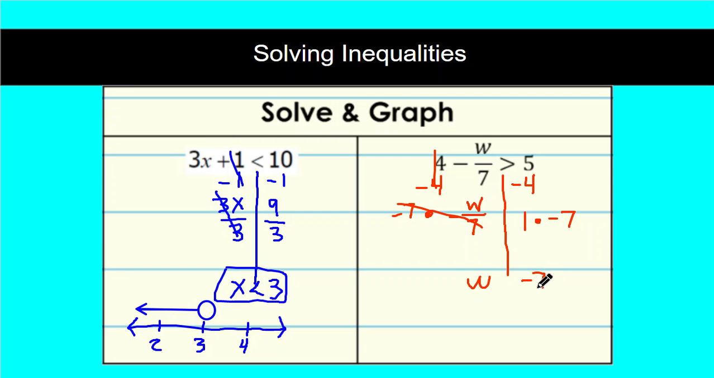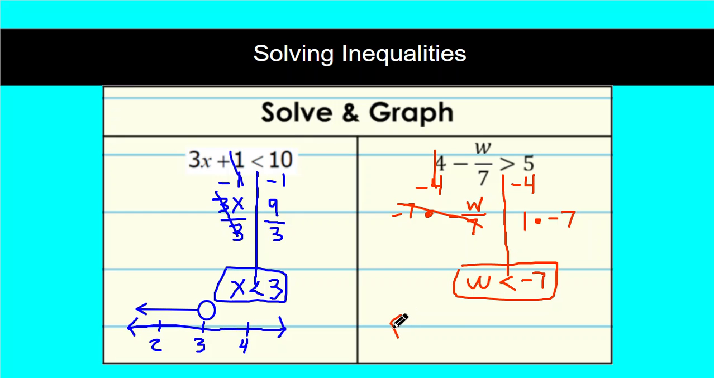All right, this is the one rule where it's different than equations. Whenever you multiply or divide by a negative number, you have to flip your inequality sign. So what do I mean by that? Well, this is a greater than sign. So if I want to flip that, I'm going to flip it so it faces the other way and make it a less than sign. So my final answer is w is less than negative 7.